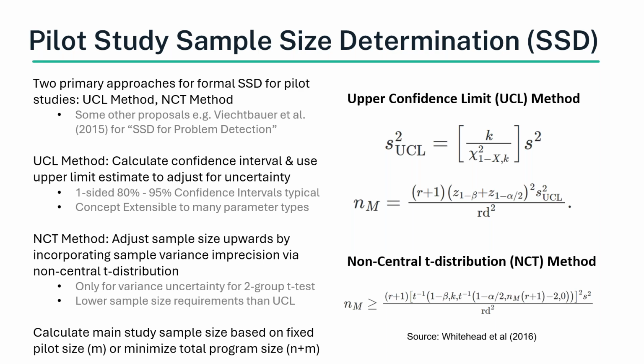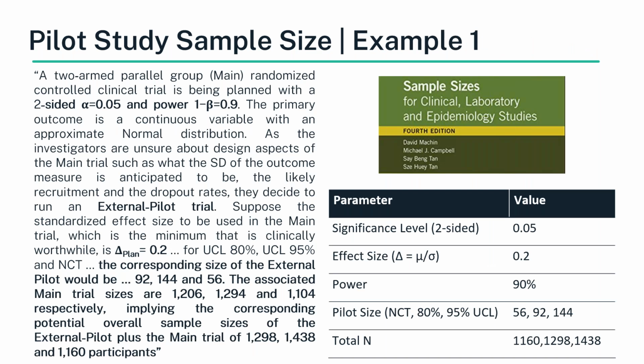That would have an effect if you're minimizing the total sample size for the program. That would primarily be on the end of changing the main study sample size rather than the pilot size. So basically what I've taken here is an excerpt from the book from McKean, the sample size for clinical laboratory and epidemiology studies. This covers pilot study sample size in more detail if you're interested in knowing more. Julius actually himself came out with a second edition of his sample size book. Both of them are included in the references. So if you want to know more, both those books are really good resources and come highly recommended.